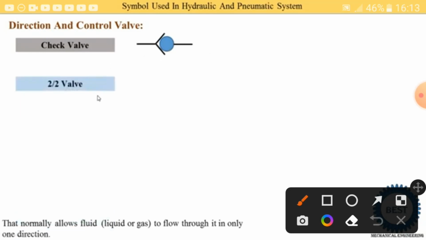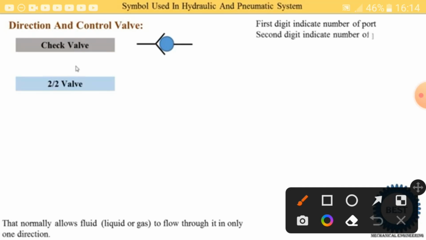Next is the 2x2 valve. Now what is the meaning of 2x2? First we understand that, then we move towards the symbol. The first digit indicates the number of ports. Now what is the meaning of port? A port supplies the oil or gas, meaning fluid, from one side to another side. It is like a valve opening, so it is called a port here. The port supplies the fluid.